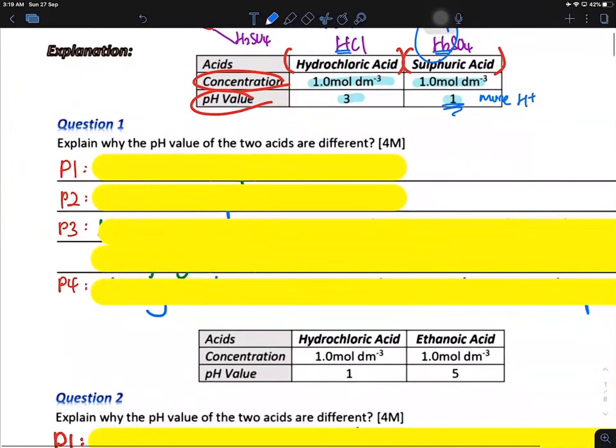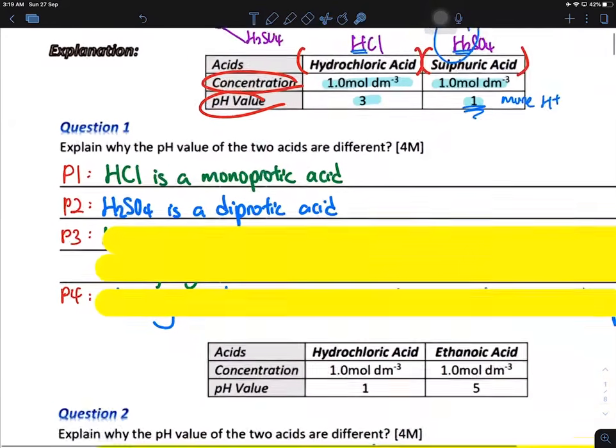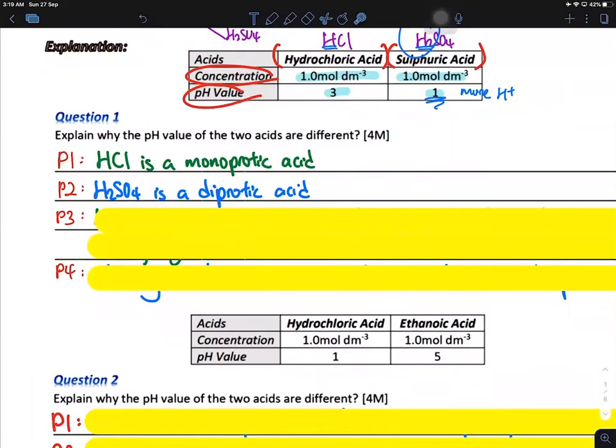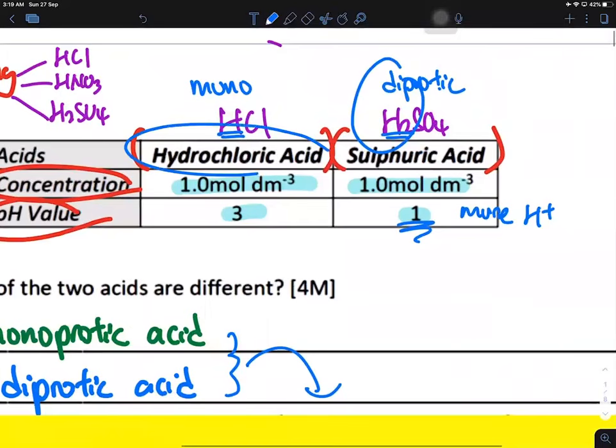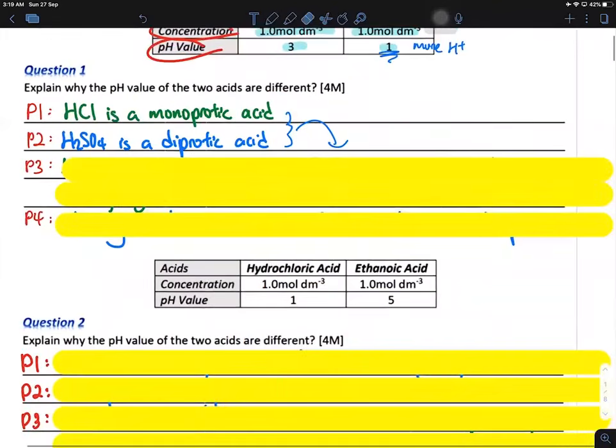So what do we have to write for our answer? So first, you have to tell the difference between the acid. One is mono, another is diprotic. If it is a 3 marks question, you will only get 1 mark for this point, HCl and H2SO4. After that, you got to explain what is the difference between mono and di. So just now we have told the difference. HCl is mono, sulfuric acid is di. Now we are going to explain what is the difference between mono and di.